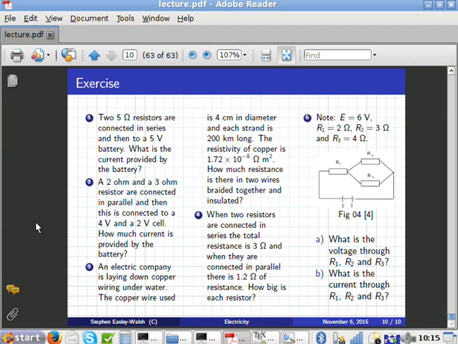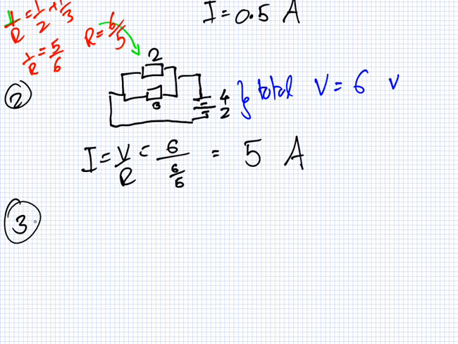Number 3. Okay. Can I do number 3 now? So in number 3, this one was a bit interesting. Hey, come on. The electrical company, door.